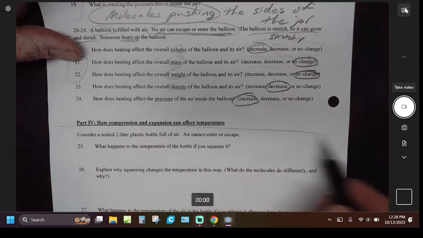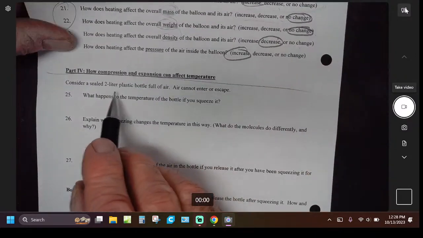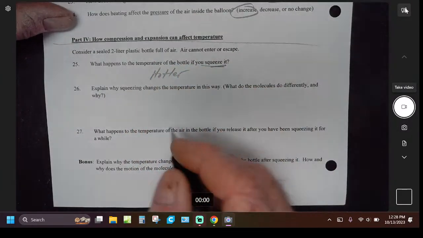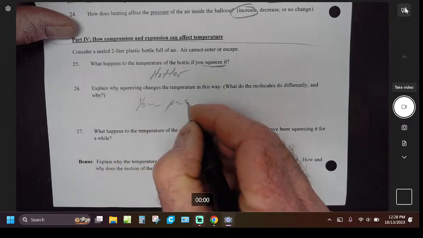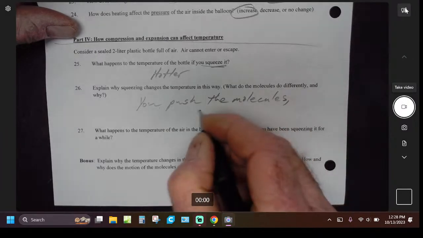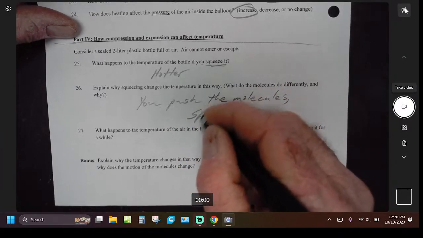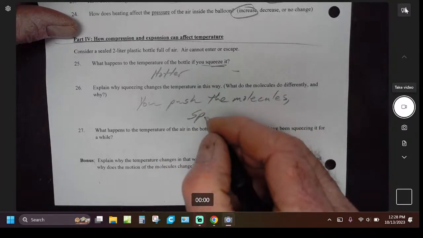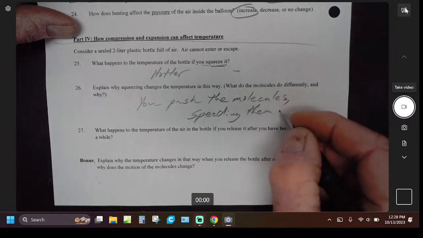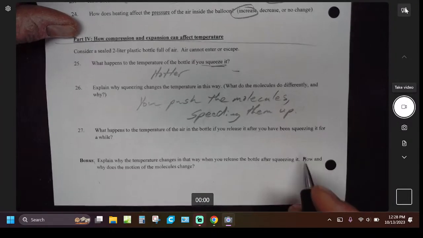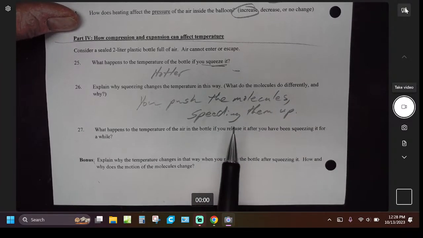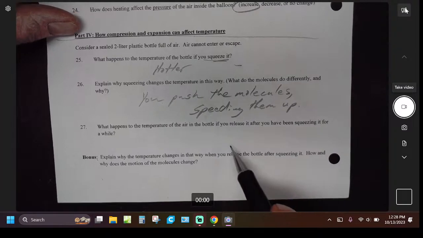Okay, then the last part. You squeeze a bottle. It gets hotter. Why? You push the molecules, speeding them up. Now, if all you said was you push the molecules, I would give you points for that. Some people, might have been a person or two who said, you give the molecules energy, and I think I might have given you credit for that too. But you're pushing them. When you push them, they go faster, and they get energy.